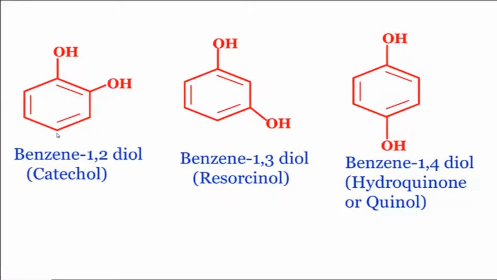Now let's take up individual examples. In this case, the first carbon atom and the second carbon atom is linked with 2 OH group. Therefore, we can call this as benzene 1,2 diol or else as 1,2 dihydroxybenzene. Both are correct IUPAC name, and it is popularly called catechol. And what will be the molecular formula? C6H4OH twice.